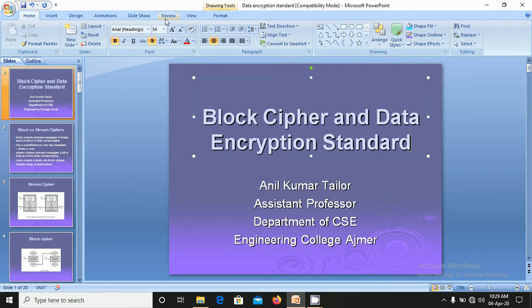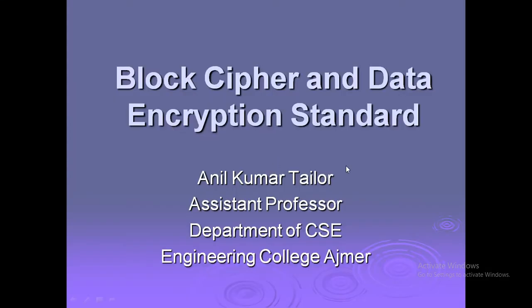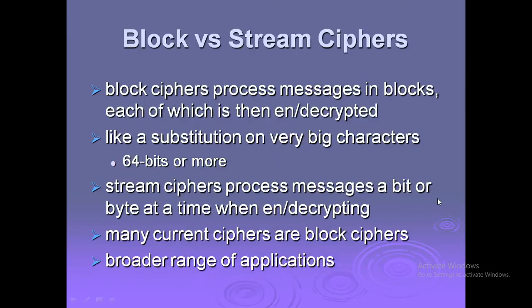The presentation is on block cipher and data encryption standard. Block versus stream ciphers. Block ciphers process messages in blocks, each of which is then encrypted and decrypted, like a substitution on very big characters, 64 bits or more. Stream ciphers process messages a bit or a byte at a time when encrypting and decrypting. Many current ciphers are block ciphers, with a broader range of applications.